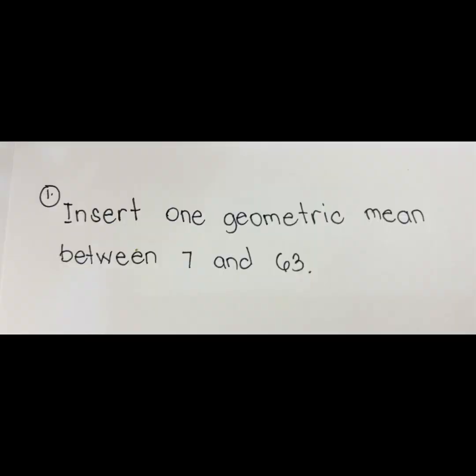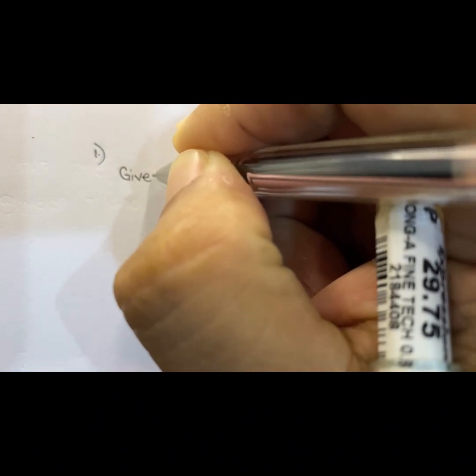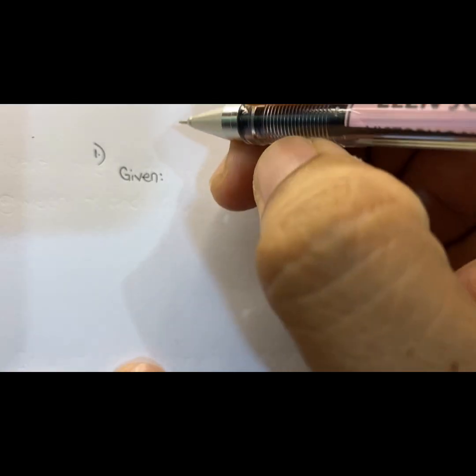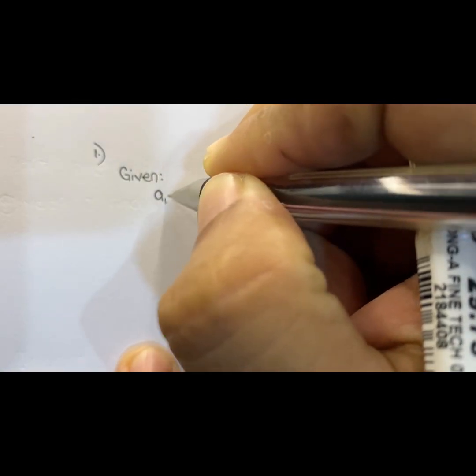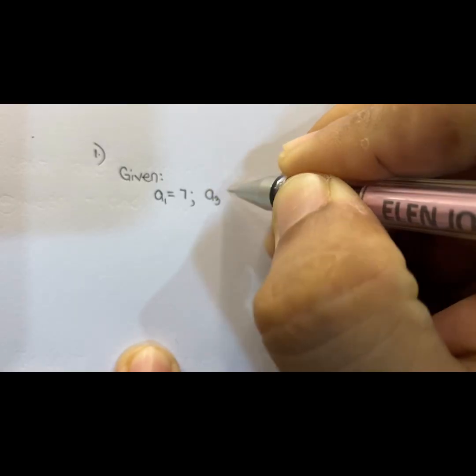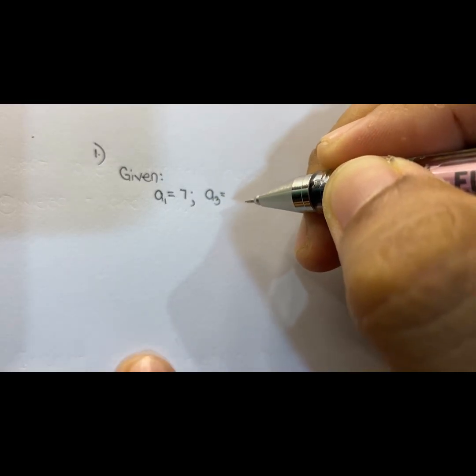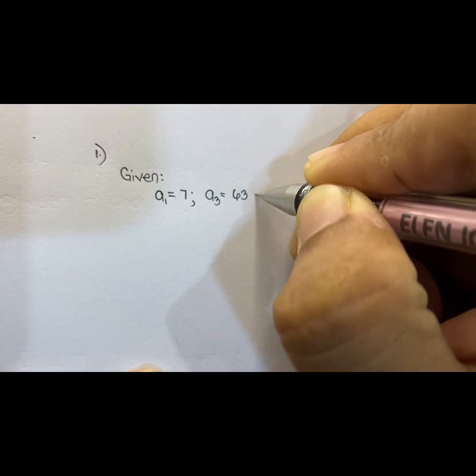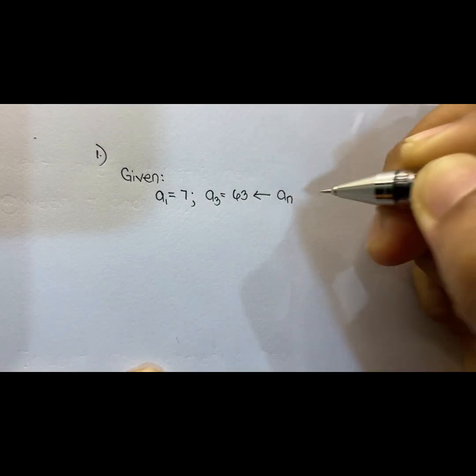Number 1. Insert one geometric mean between 7 and 63. The given are a sub 1 equals 7, a sub 3 equals 63. It is also the value of a sub n.